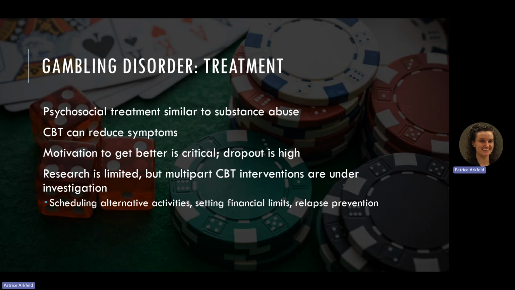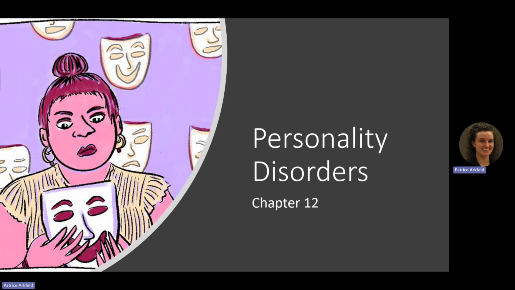Research on gambling use disorder treatment as a whole is pretty limited, but it's especially limited on more specific types of therapy for gambling use disorders. One of which is what we call multi-part CBT, which is a specific type of intervention that is targeted at gambling behaviors by scheduling alternative activities that someone can engage in, setting financial limits on someone's self, focusing on relapse prevention. It is an emerging technique or modality for gambling use disorders, but the research on its efficacy is pretty limited thus far. So it's something that's in the works, but it's not quite there yet.